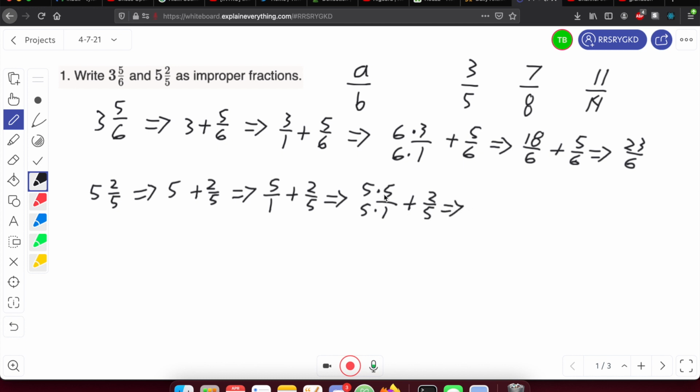Now we multiply across on the numerator and the denominator. This gives us 25 over 5 plus 2 over 5. And when we add these two fractions, we just add across the numerator and keep the denominator the same. So this gives us 27 over 5. This is also in lowest terms. So this is our final answer.